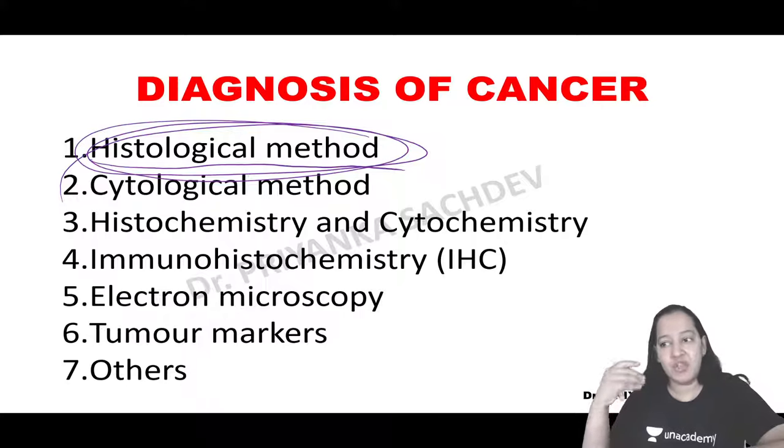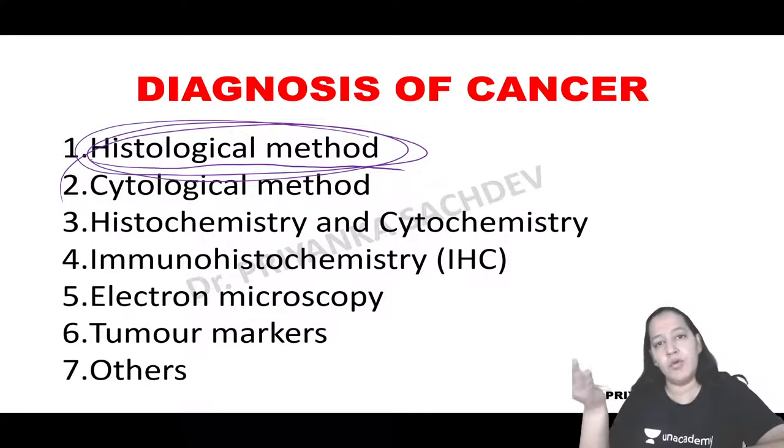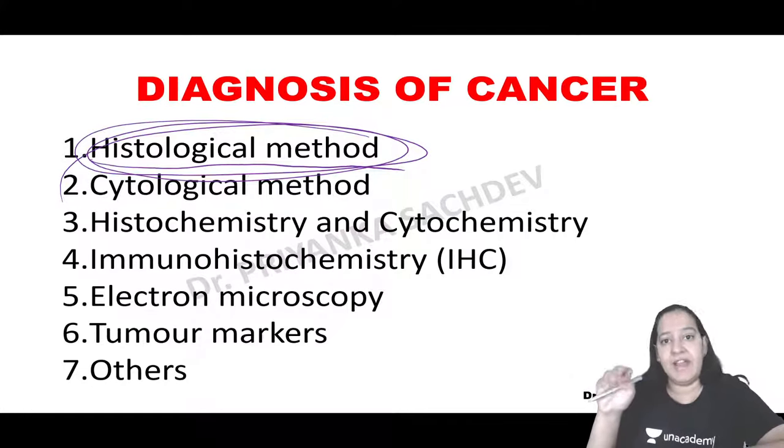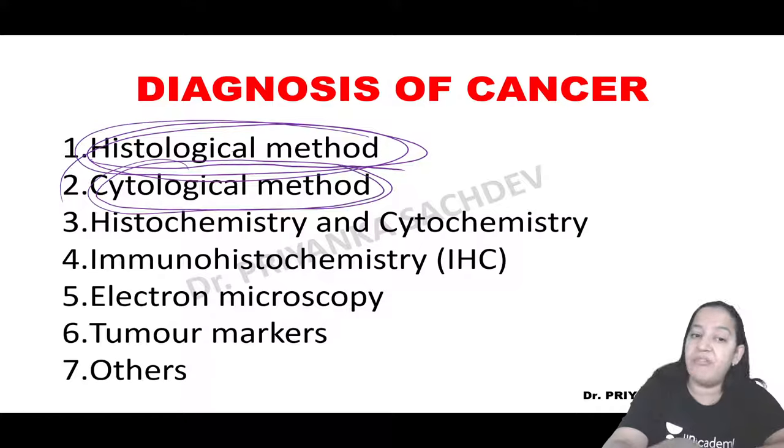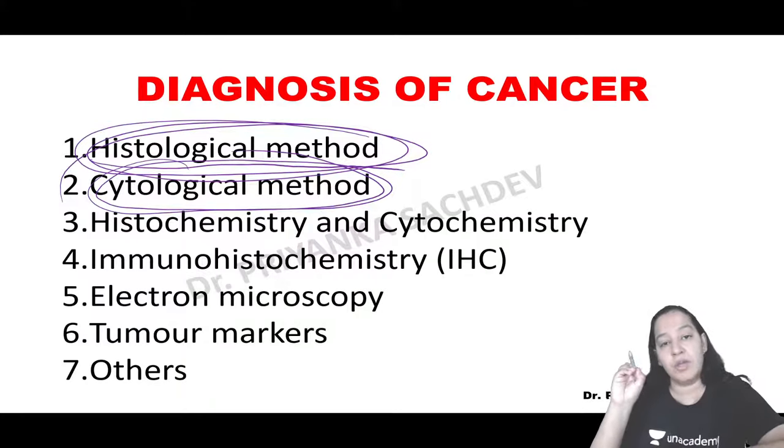When you actually practice in the clinical field, after you pass your MBBS and do your MD or MS, and you interact with patients, these investigations will be useful for you: which investigation to order, for which patient, and when. And of course, this is useful for your MCQs also. Second is FNAC. You can always order FNAC, the cytological method. Now you will ask, ma'am, which is better, histological or cytological?